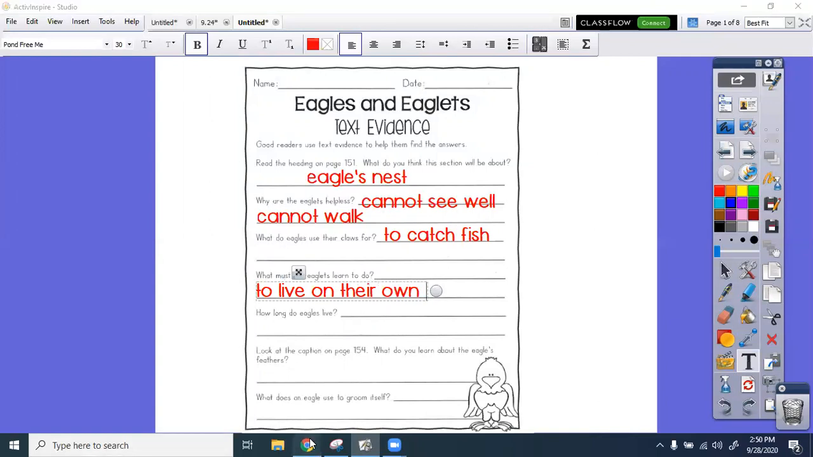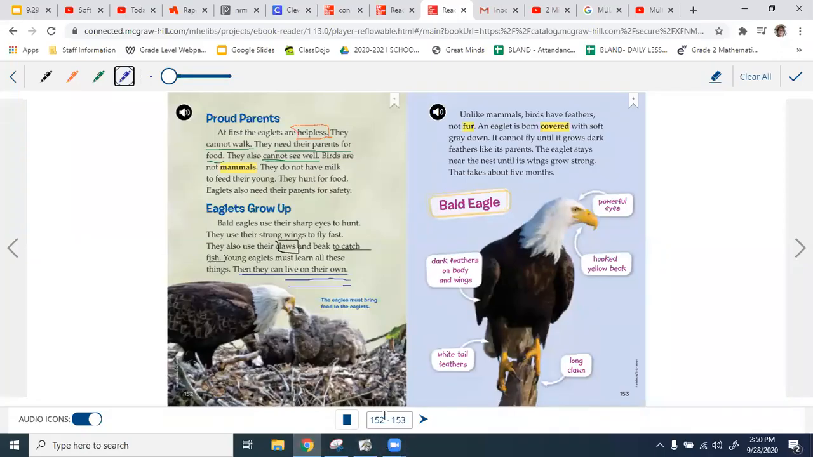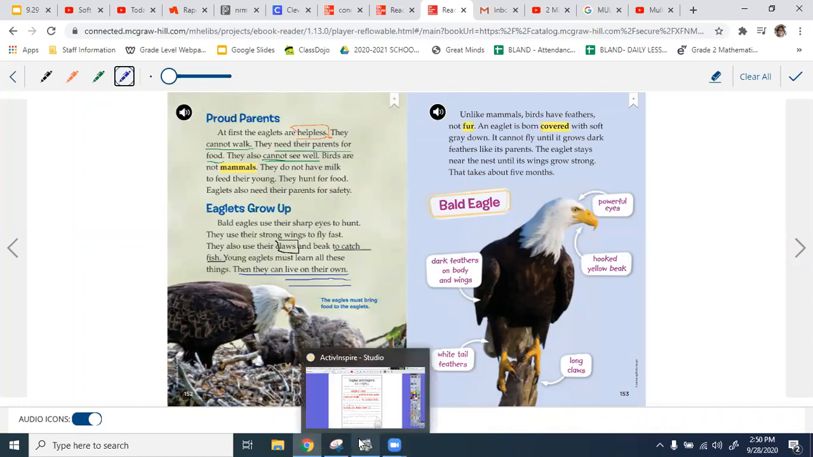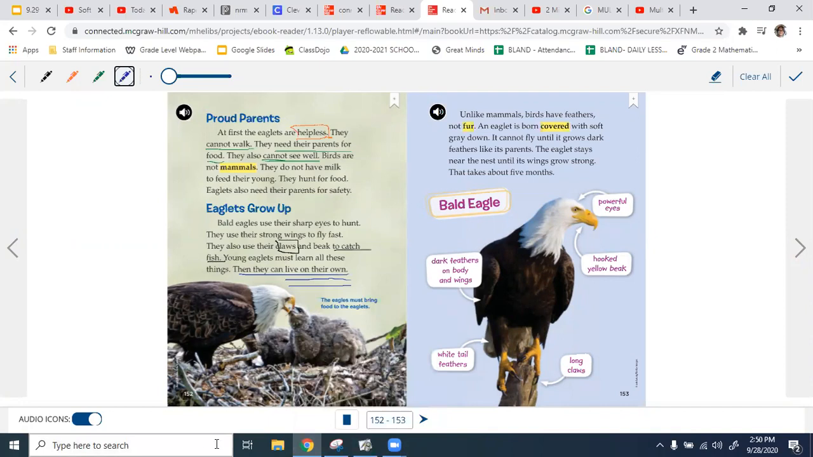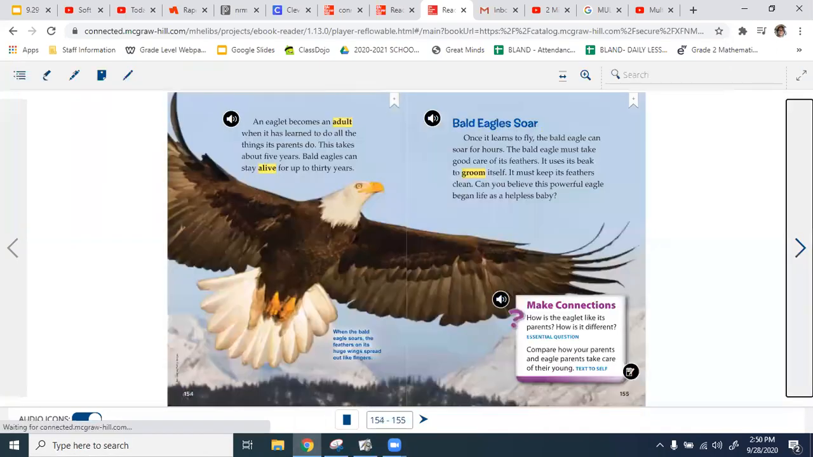They must learn to live on their own. That's very important that they learn how to live on their own. The next question says, how long do eagles live? Well, we need to find out, how long do eagles live? It's on page 154. See if you can find how long eagles stay alive.